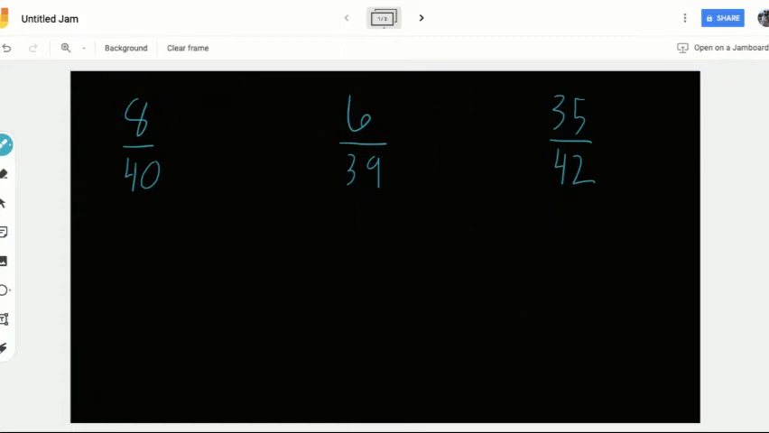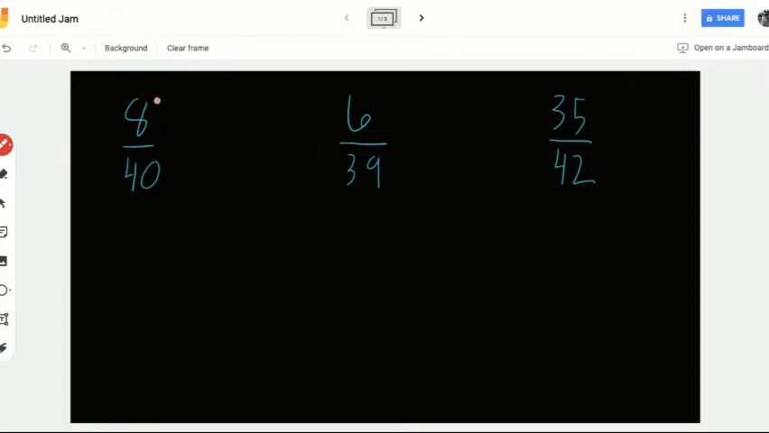3.3 Algebra 2, Semester 2, simplifying rational expressions. So we're going to start with a little review, and we are going to work on simplifying just plain old fractions, reducing fractions.